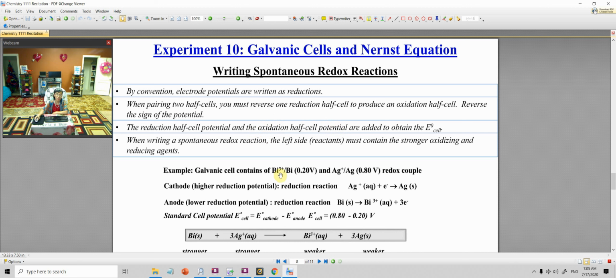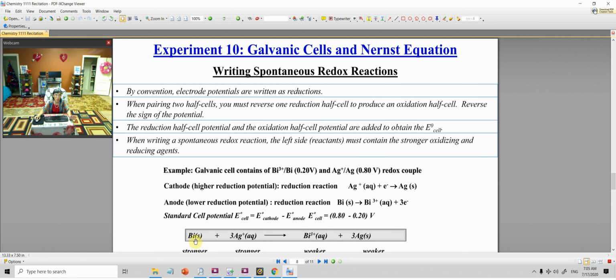For example, I have bismuth. This Bi3+/Bi redox couple has a reduction potential of 0.20 volts. Your Ag+/Ag redox couple has 0.80 volts. If you pair these two half cells together, the cell potential equals cathode, the bigger value, minus the smaller value: 0.80 minus 0.2, which is 0.6. So this Ag+/Ag will be your cathode, and your Bi3+/Bi will act as your anode.